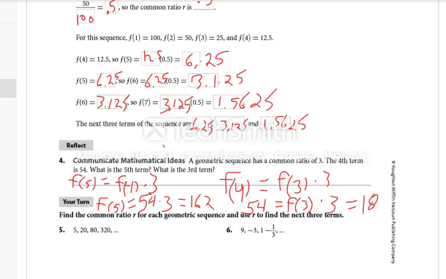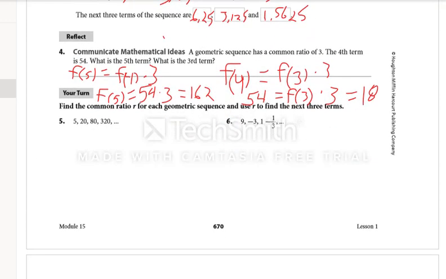Try the your turn problems, numbers 5 and 6, and we will go over them in just a minute. All right. So to figure out the next three terms, find the common ratio. 20 divided by 5 is 4. We can also check 80 divided by 20 is 4, so our common ratio is 4.